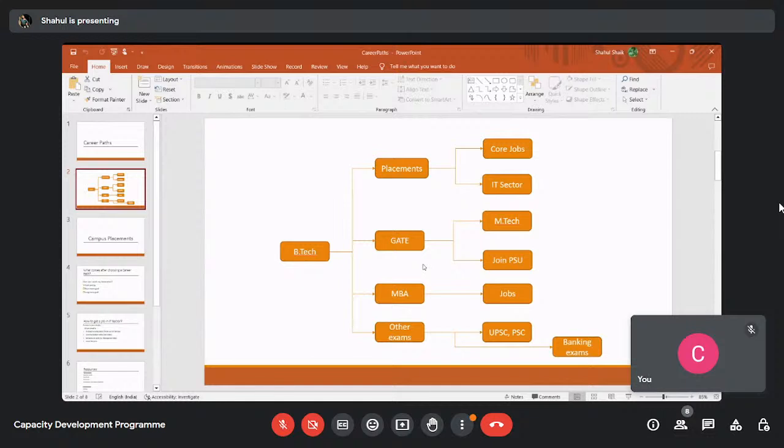First, coming to the paths, we have placements: on-campus placements and off-campus placements. In campus placements, we as EC students can go for the core jobs and also the IT sector. We have this flexibility. And after placements, we can go for the GATE exam, through which we can go for higher studies like MTech, or else through the score which we get in the GATE, we can join PSU, public sector units and private sector units.